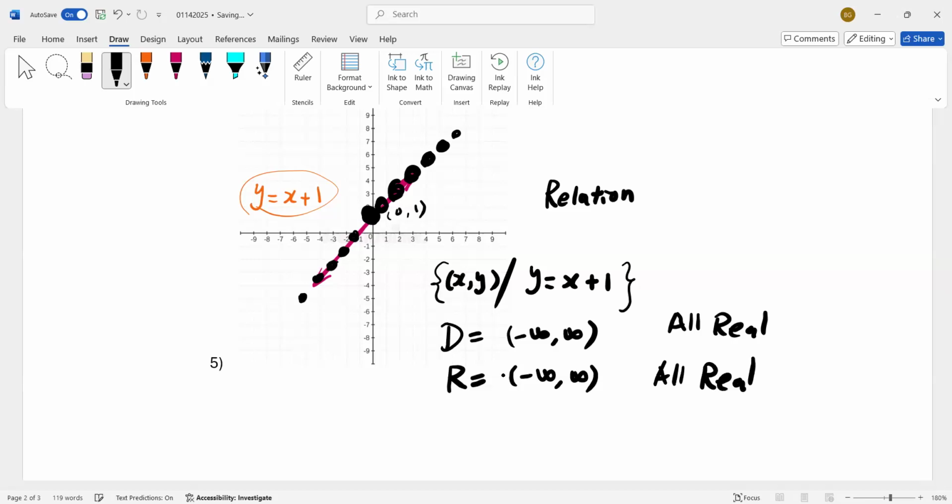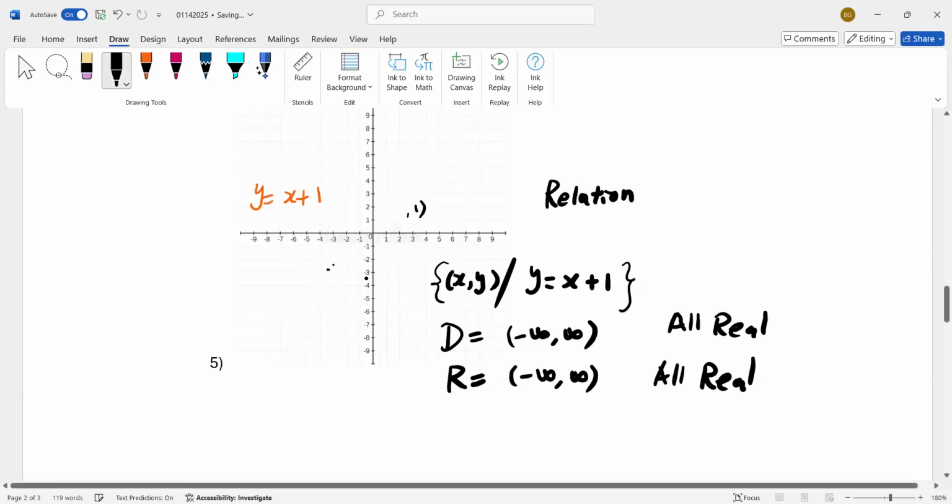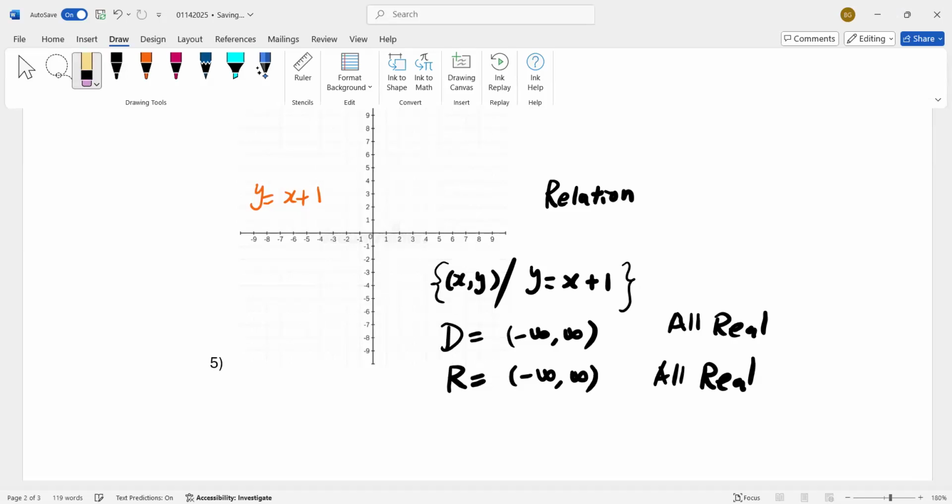The range is also all real because this point has a y value 0, right? Let me clean it up. Let me draw it again. This is a straight line. You might remember what an x-intercept is, right? This point has a y value 0. That means 0 is in the range. We're talking about y, values of y.